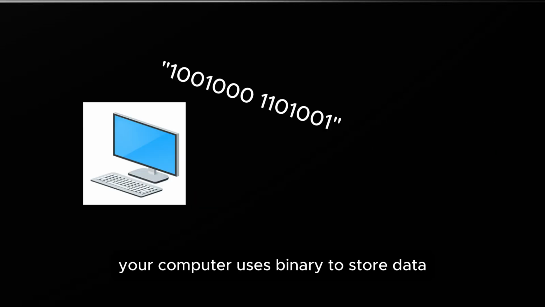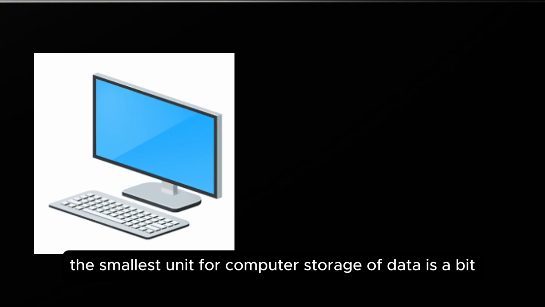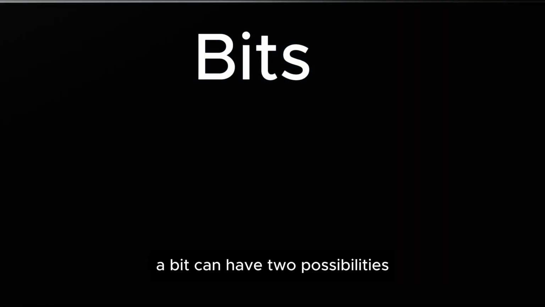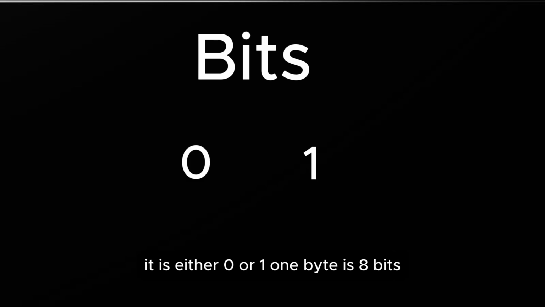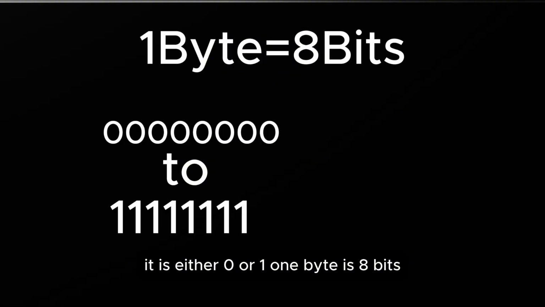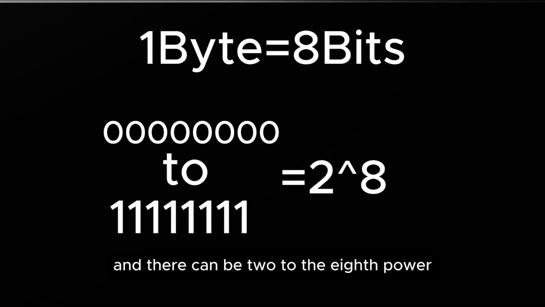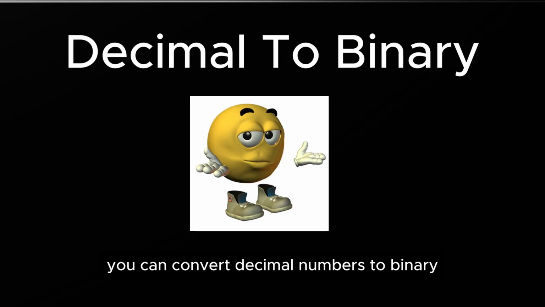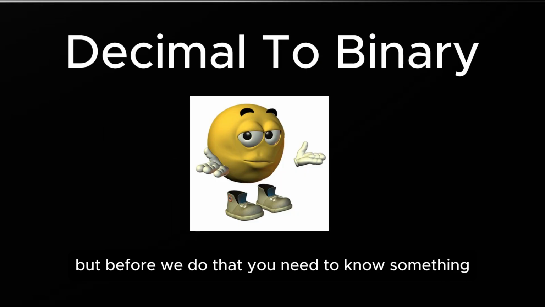Your computer uses binary to store data. The smallest unit for computer storage of data is a bit. A bit can have two possibilities. It is either 0 or 1. 1 byte is 8 bits, and there can be 2 to the 8th power of combinations. You can convert decimal numbers to binary, but before we do that, you need to know something.